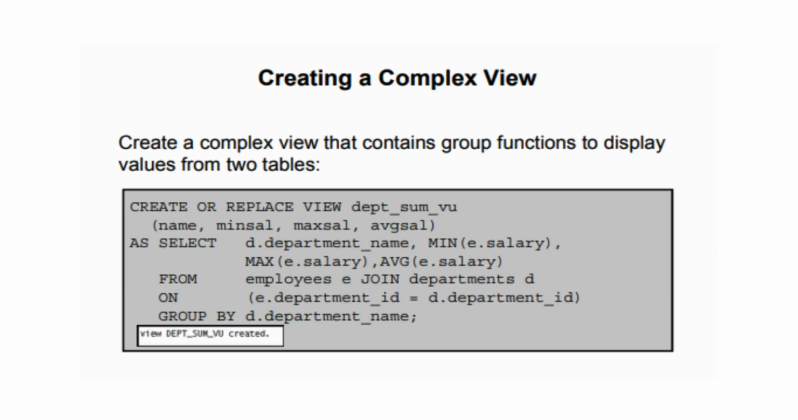The example in the slide creates a complex view of department names, minimum salaries, maximum salaries, and the average salaries by department. Note that alternative names have been specified for the view. This is a requirement if any column of the view is derived from a function or an expression.